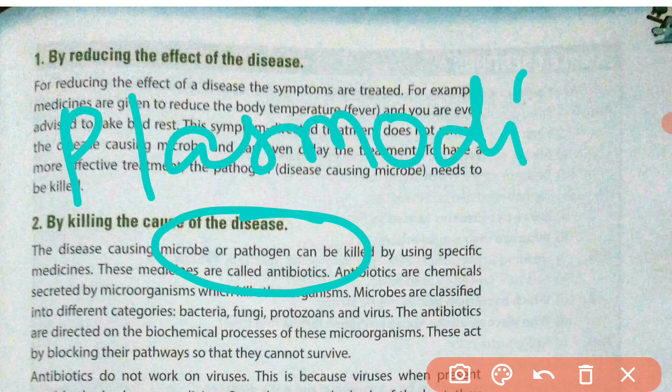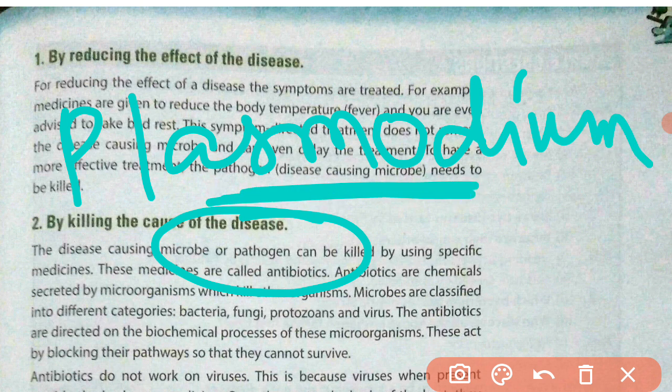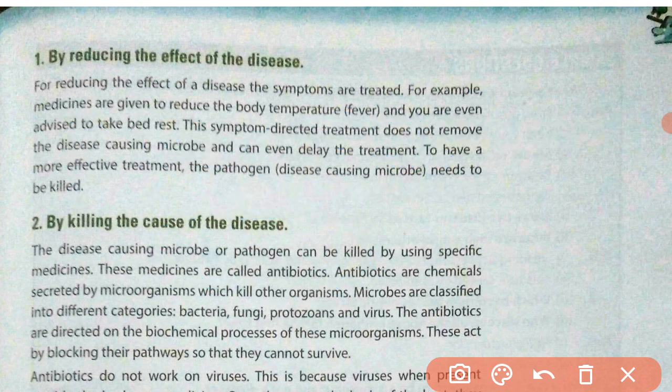In this method, what do we do? We will give the medicine to kill the Plasmodium in our body. So if all the Plasmodium is killed from our body, then automatically our body will be fit and fine. So in the second method, we use the medicines to kill the microbes or pathogen. Disease causing microbes are called pathogens. Now these medicines are called antibiotics.